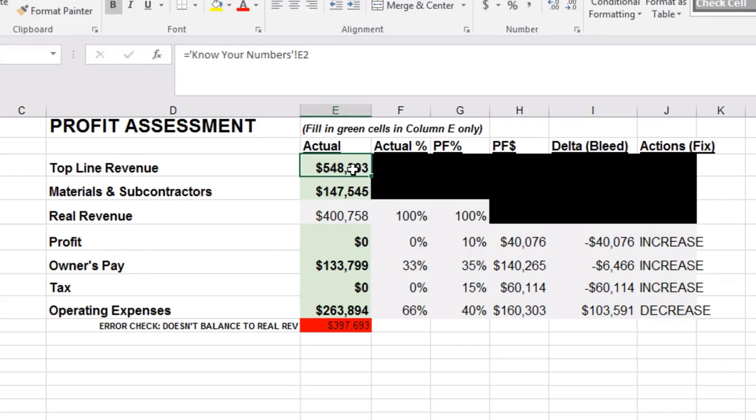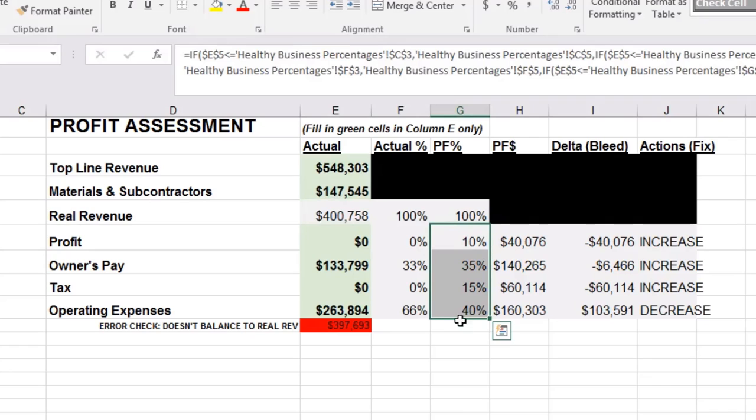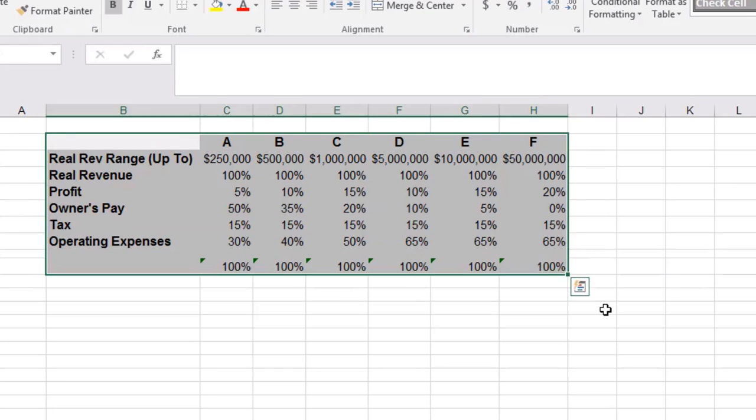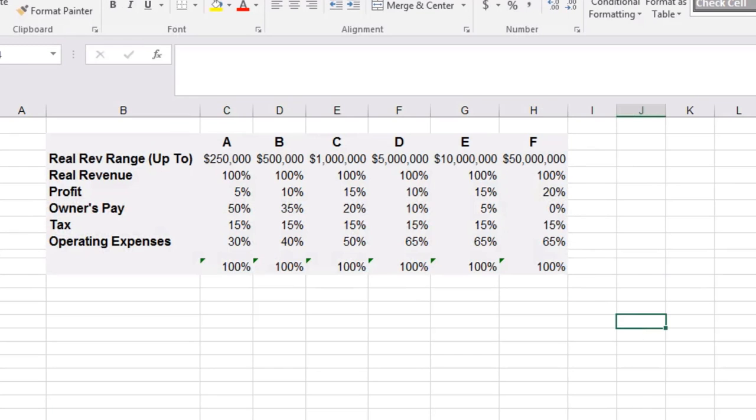Here we have top line revenue. And then, as we've mentioned, we really need to get to real revenue because that's the true size of your business. In order to do that, we take out what you've paid your coaches per class, your supplement costs, and your apparel costs. And so now we have your real revenue. This real revenue is what these healthy business percentage numbers are based off of. In case you're curious, we have this third tab here. This table of healthy business percentages we are using from a book called Profit First, written by Mike Michalowicz.